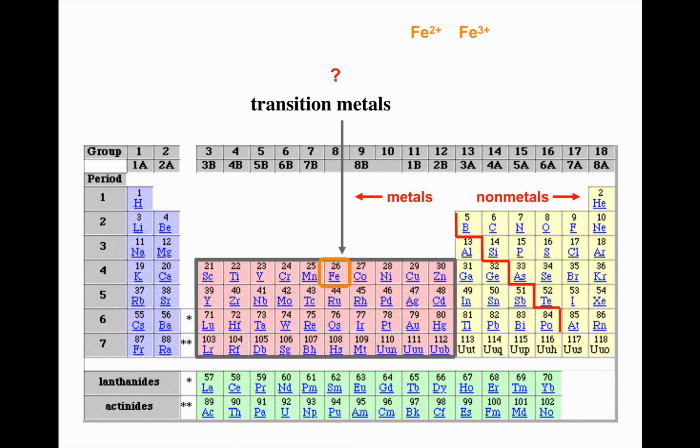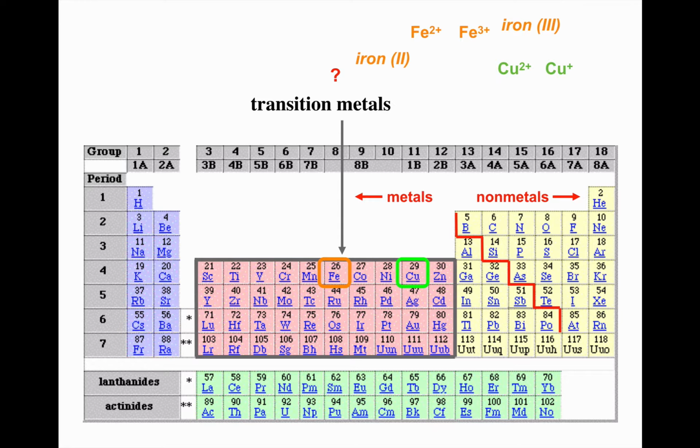Well, the way we deal with that is we use Roman numerals to indicate which charged cation we're talking about. Are we talking about iron with the +2 charge? In that case, we call it iron 2. Or are we talking about iron with a +3 charge? Then it's iron 3. So we use the Roman numeral to indicate what the charge is. So that's the name of the cation. Iron with a +2 charge is iron 2. Iron with a +3 charge is iron 3.